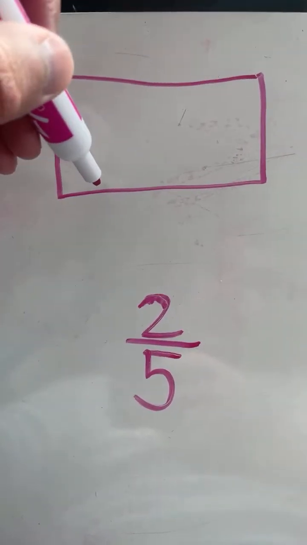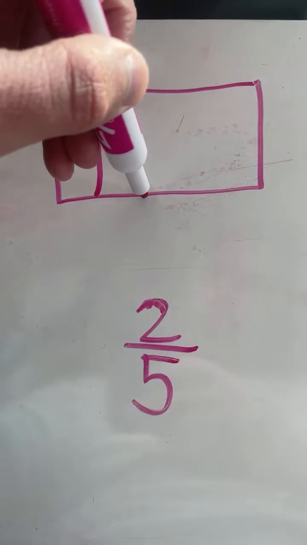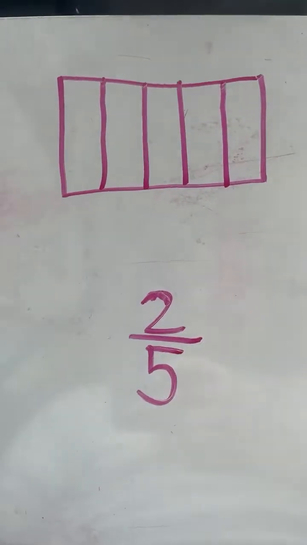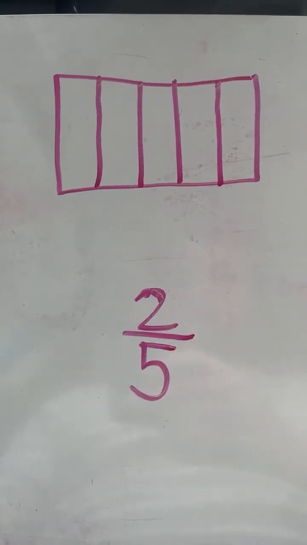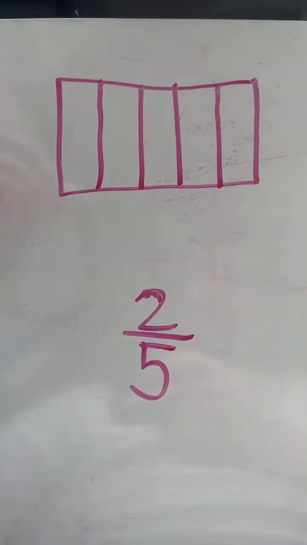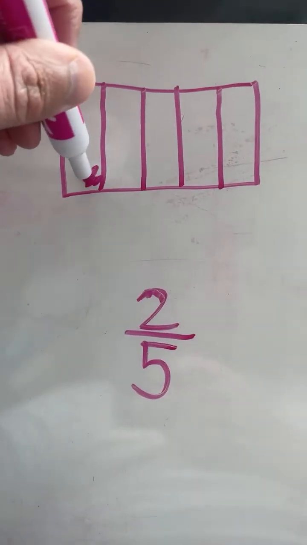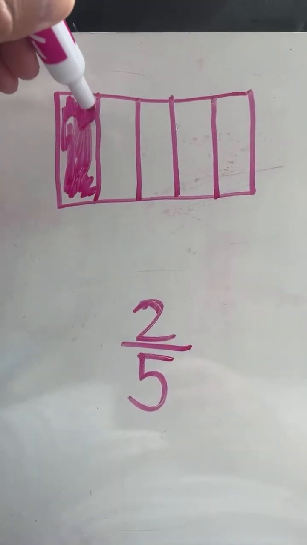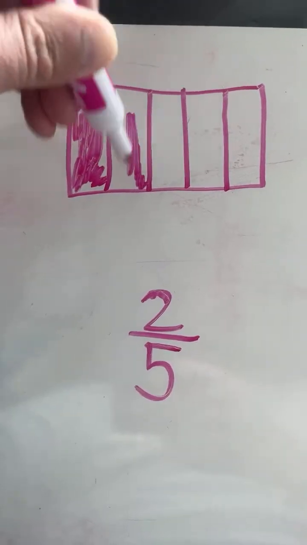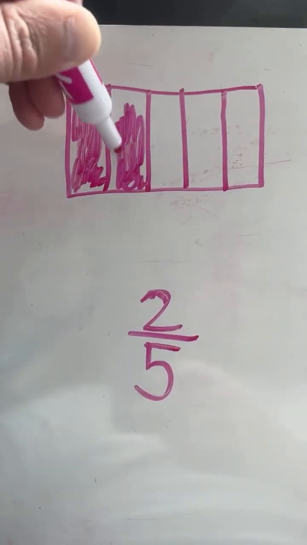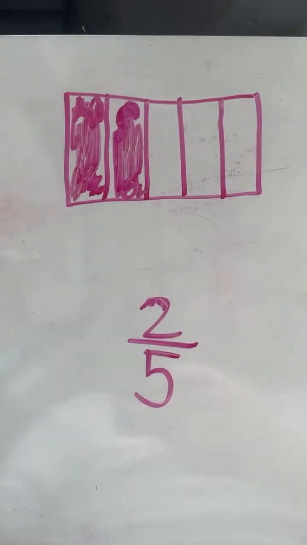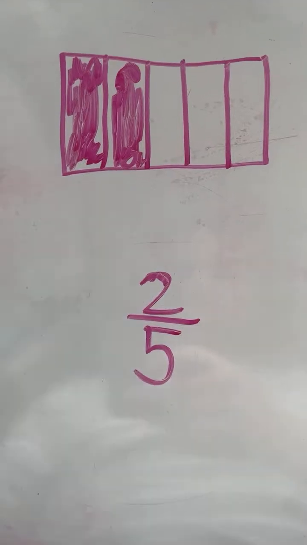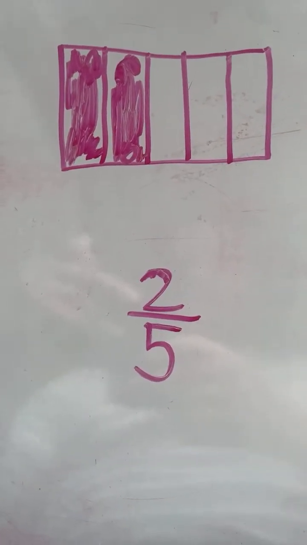So 2/5. So we're going to have 5 total parts. 1, 2, 3, 4, 5. And 2 of those 5 parts are filled. Since fractions represent parts of the whole relationship. And we have our fraction model representing 2/5. Alright, on to the next example.